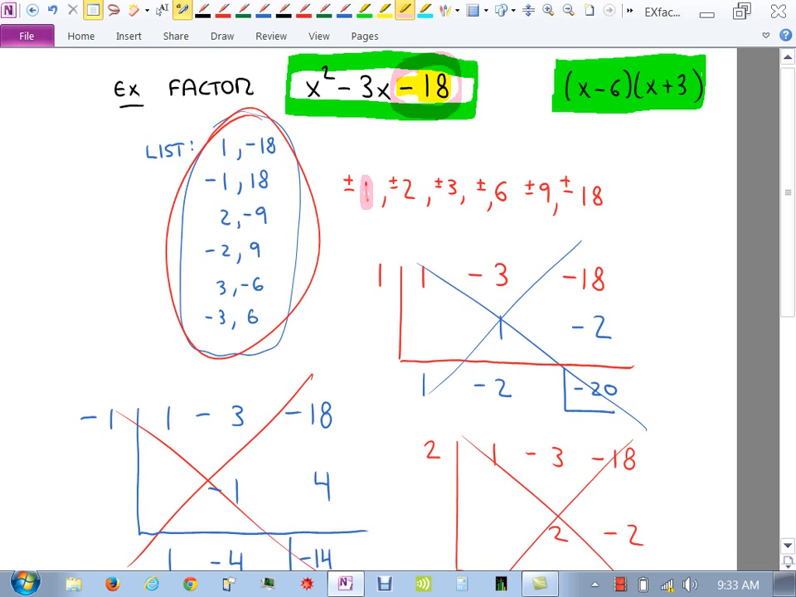So 1 goes into 18, negative 1 goes into 18. 2 goes into 18, negative 2 goes into 18. 3 goes into 18, negative 3 goes into 18. Then again, 6, 9, and 18 itself. So what we have here is a list of 12 numbers that could possibly work when we use our synthetic division. So I start with positive 1, and I use that positive 1 here. And then I put down my coefficients 1, negative 3, negative 18. That comes from the original problem.